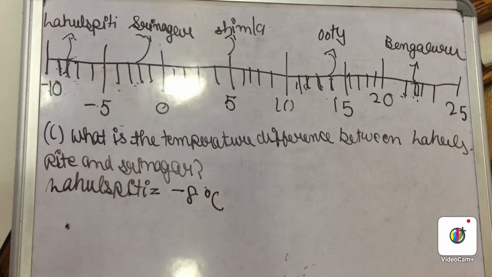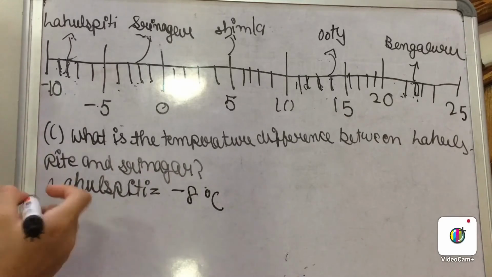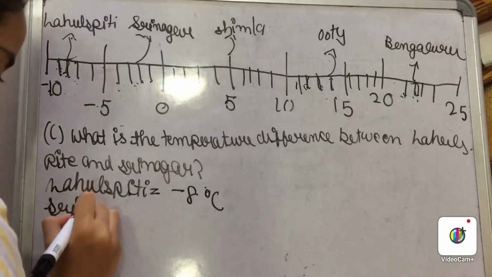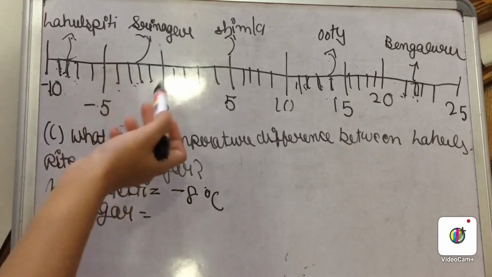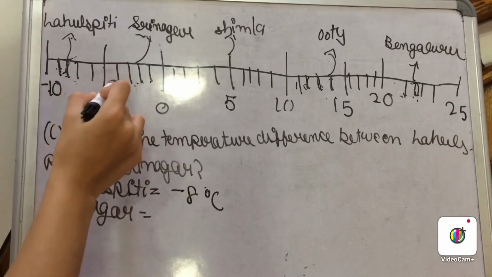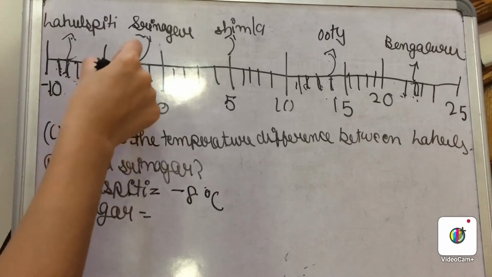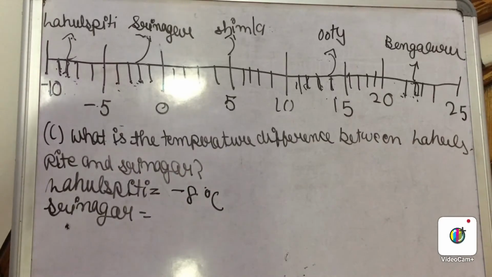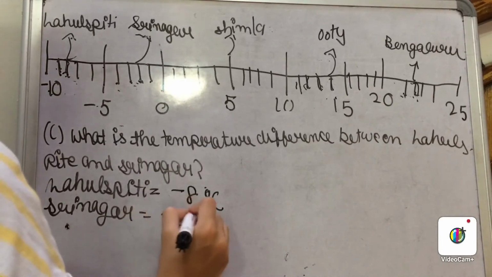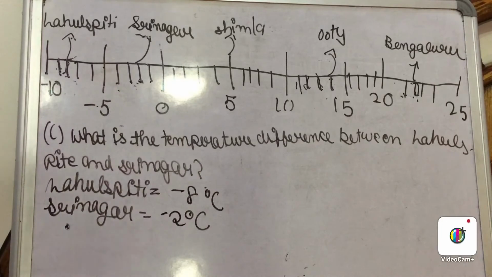Now the second one we want to find out is Srinagar. So we will write here Srinagar. So what is the temperature at Srinagar? We will count -5, -4, -3, -2. So the temperature at Srinagar is -2 degrees Celsius.